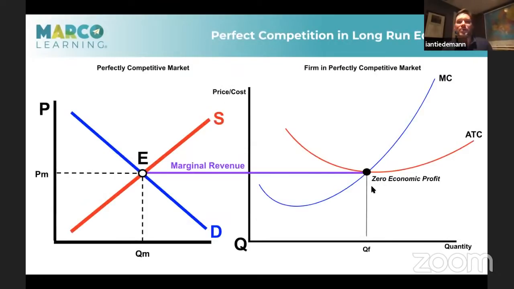All right, perfect competition in the long-run equilibrium. Well, MR equals MC, and it equals average total cost, and therefore they earn zero economic profit in the long run.